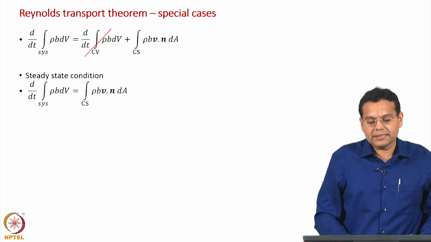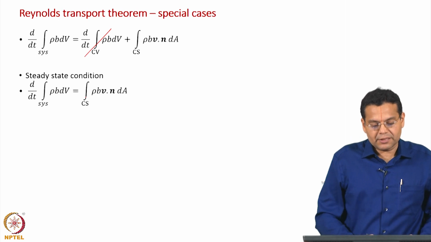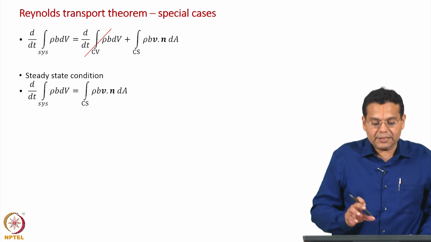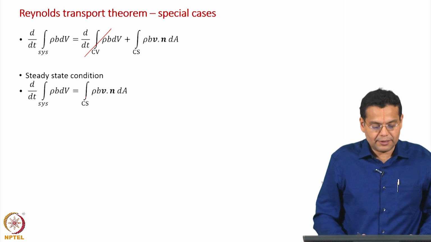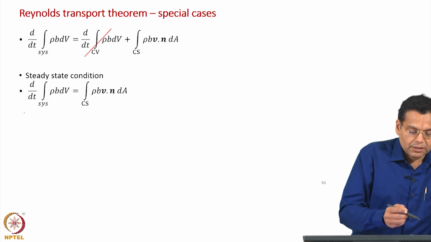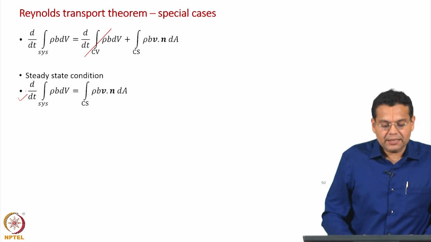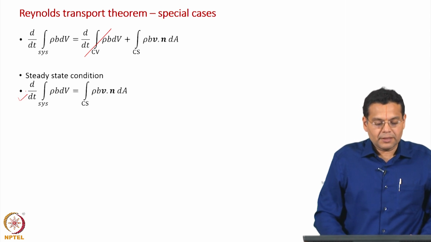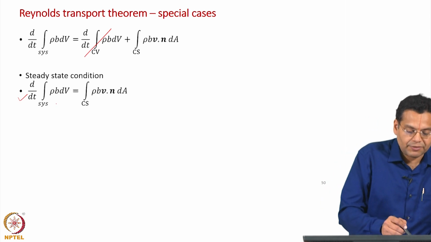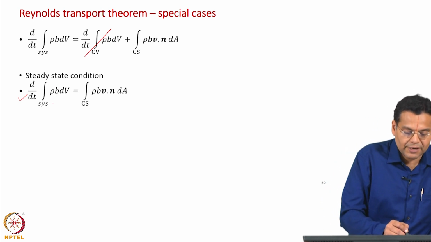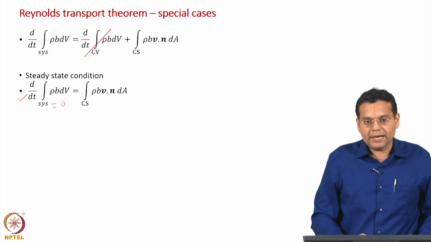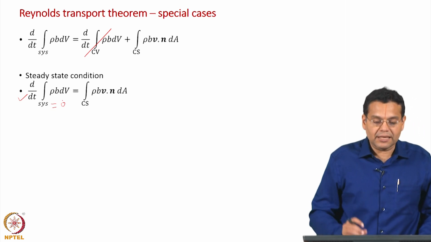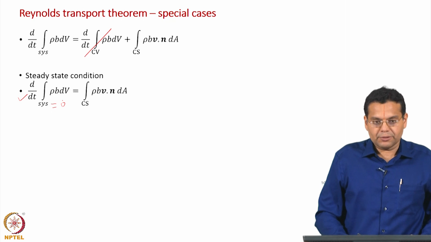These two now become equal. So, under steady state condition, the rate of change of property for the system and the net rate at which the property leaves the control surface are both equal. Now, depending on the property, the left hand side may be 0 or may not be 0. Suppose we are applying it for mass conservation, then we know that the rate of change of mass for a system is 0. So, this left hand side will be 0, and the net rate at which mass leaves the control surface is 0.